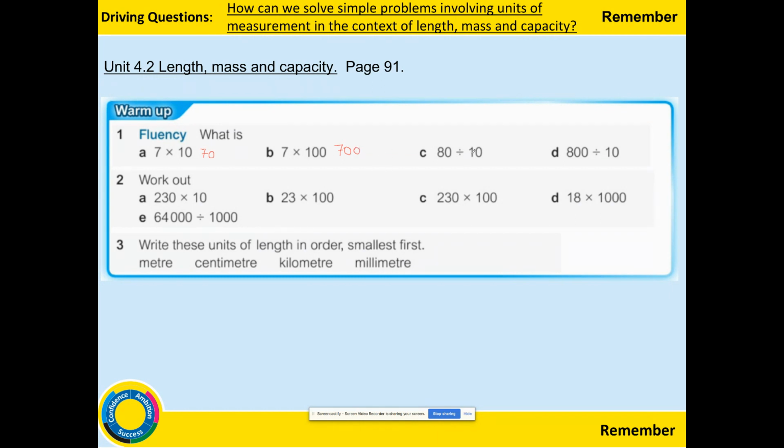This time I'm dividing, so I'm going to make a smaller number. I'm dividing by 10, so I'm going to lose this digit here, and I'm just going to be left with 8 on its own. I'm dividing by 10 again, 1 0, I'm going to lose that 1 0, and my answer will be 80.